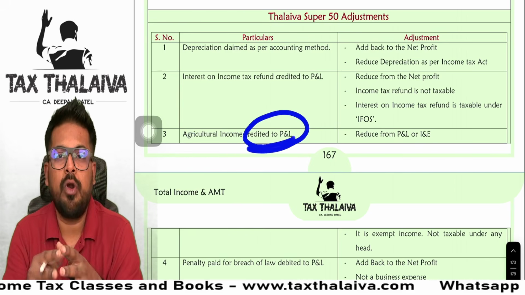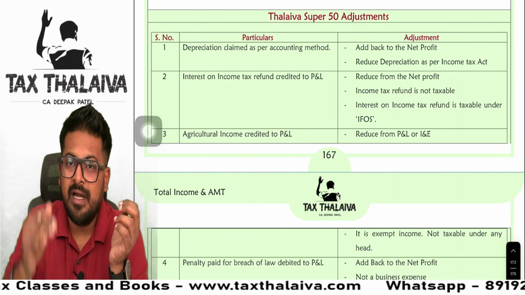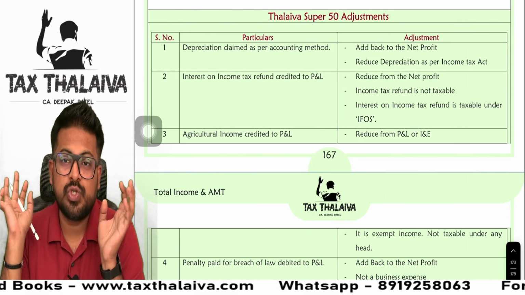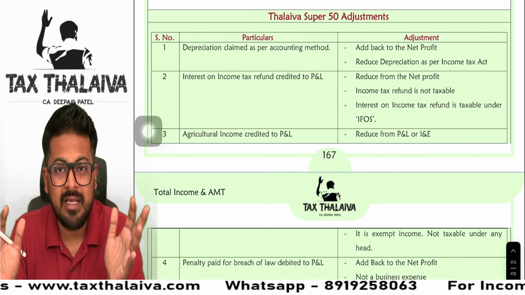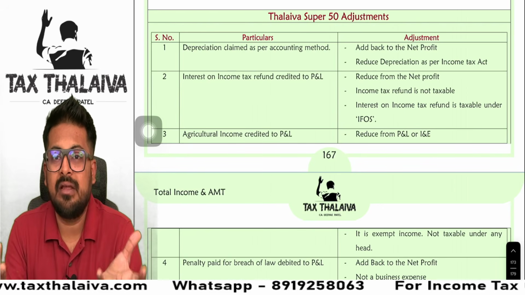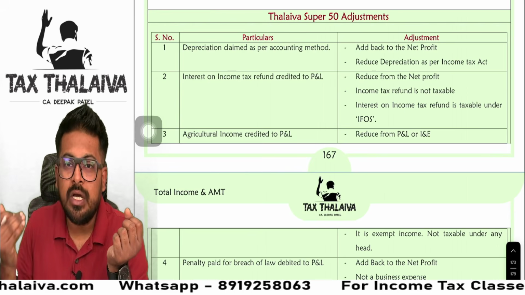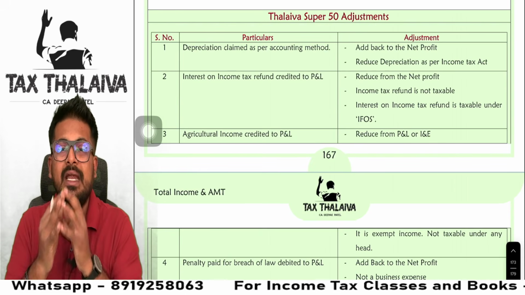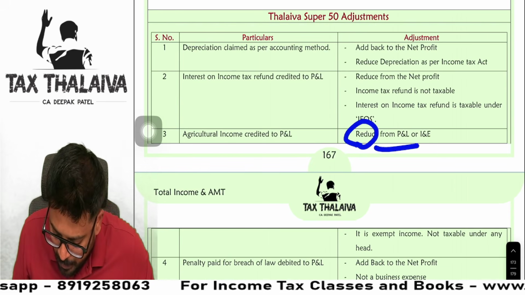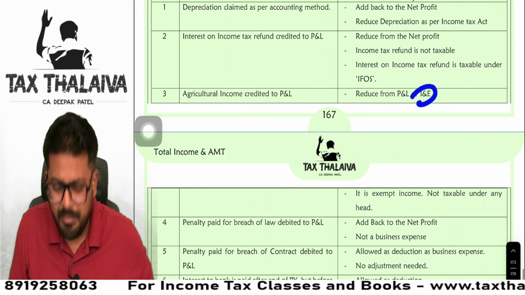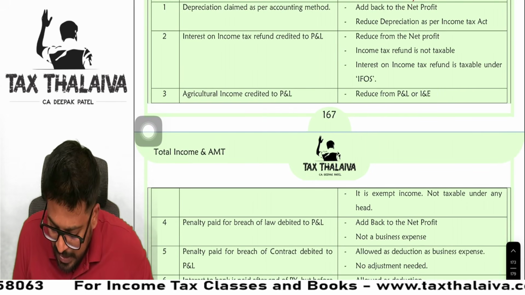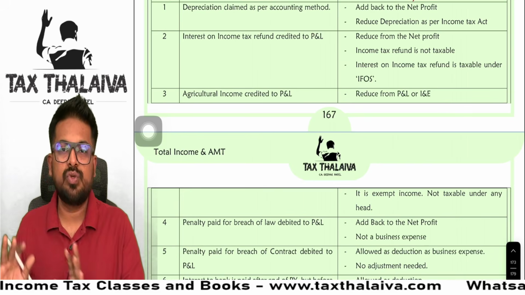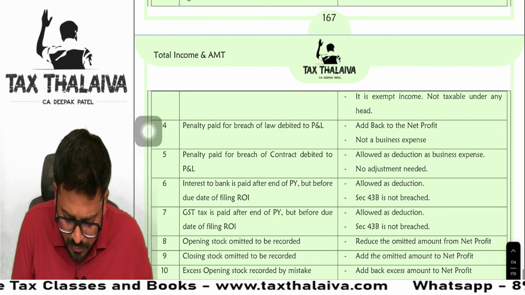Agriculture income credited to profit and loss account. Lot of times in the P&L statement, on the credit side they'll give agriculture income so and so. That is not a business income. First of all, that is an exempt income, guys. So we need to reduce from the net profit, but we will not offer it to tax anywhere because it is an exempt income. So reduce from profit and loss account or income and expenditure account, whatever they'll give you, it is exempt income, not taxable under any other head, guys. We have to just leave it as it is.